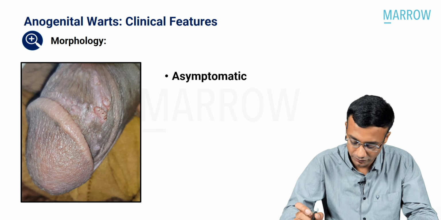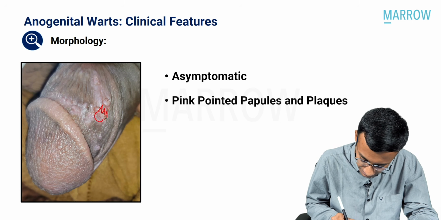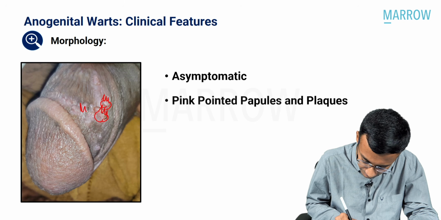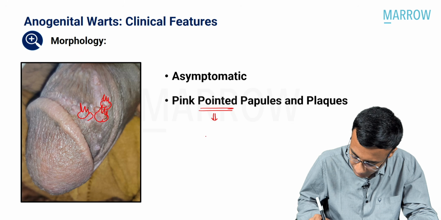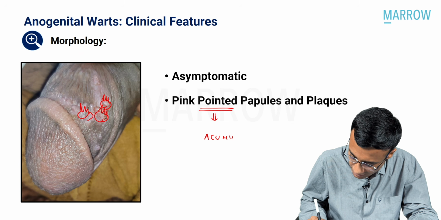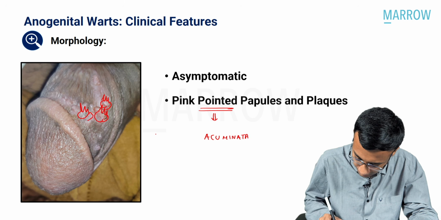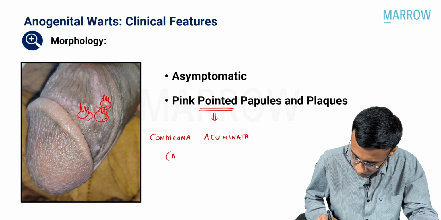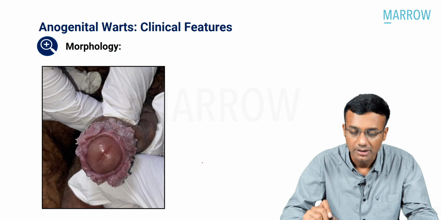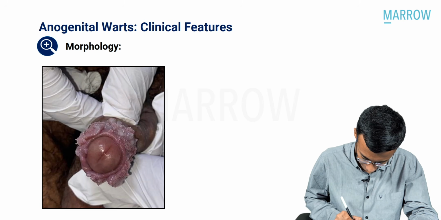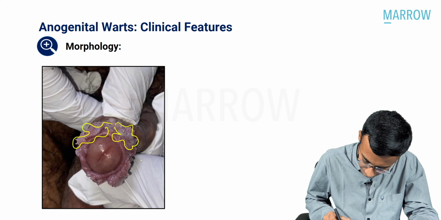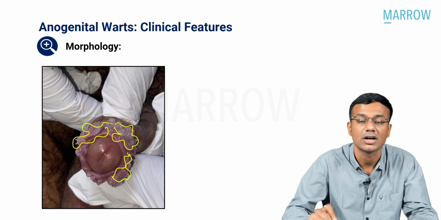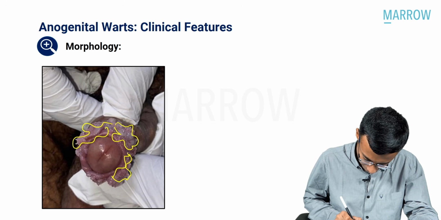So here we can see a patient of anogenital warts presenting with asymptomatic, pointed, pink papules and plaques. Please remember students that the word pointed means acuminate. That's why this condition is called condyloma acuminata. Condyloma acuminata is the other name for anogenital warts. Now if you look at the genitals once again, you can see these cauliflower-like lesions. So if you get these cauliflower-like lesions on the genital mucosa, think about this particular condition.